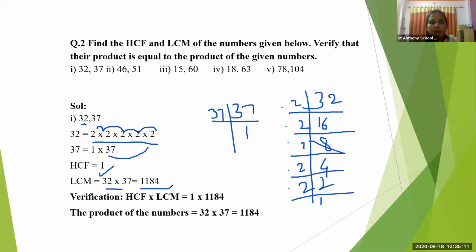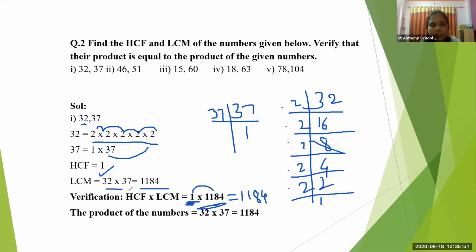हम अगर HCF और LCM दोनों को multiply करते हैं तो हमारा जो product आया है HCF और LCM का, वो same आना चाहिए. ठीक है, कि हमारा product क्या आया है, HCF का 1, ओके, और LCM का 1184. So if we multiply this 1 into 1184 is equal to what? 1184, right? And what are the numbers? 32 and 37.